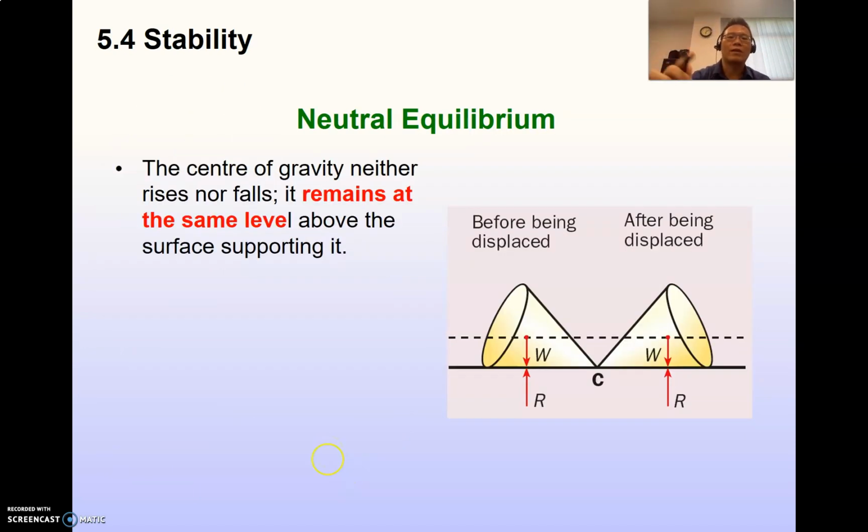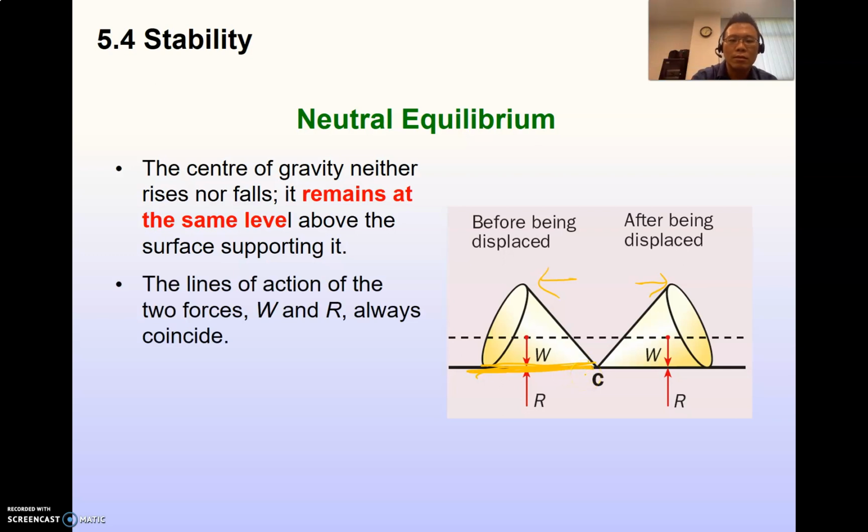For neutral equilibrium, nothing really fanciful. What you actually have is that no matter how I push the object, whether I push left or push right, you'll find that at the point of contact there actually isn't much of a pivot, because the whole section here is in contact with the surface. So there isn't any rotation or any moment, because the pivot is one big area in contact.